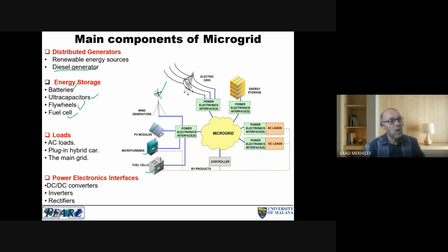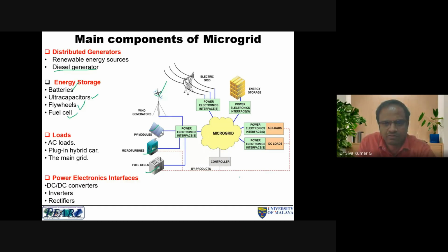And then we have the loads. These loads can be AC loads, DC loads, a plug-in car, an EV, or the main grid. And what you can see also, in order for this microgrid to work, there is one green box here common among all. What is it?